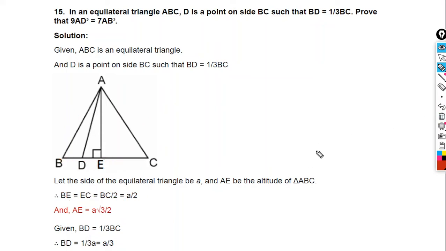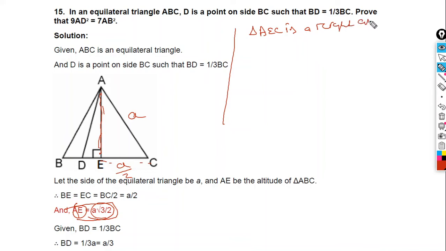Now we have to find the value of AE because this is the altitude. Now AE equal to A into root 3 by 2. You can write it directly, otherwise you can prove it here. I am proving it for you. So here AC equal to A, EC equal to A by 2. Triangle AEC is a right angle triangle.